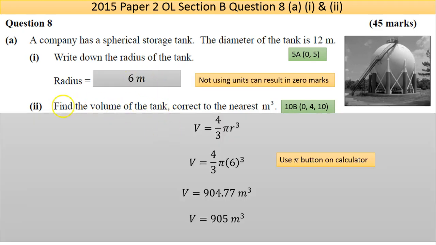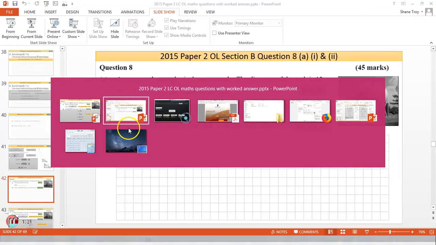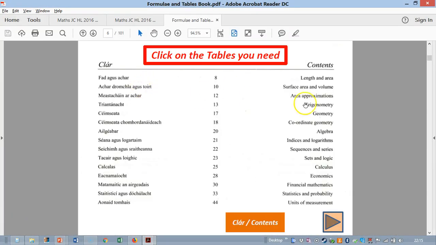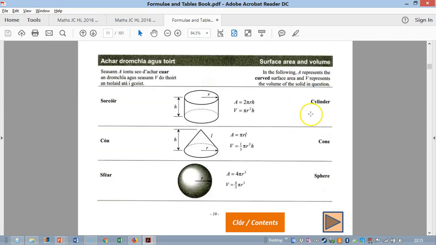Okay. Now, the second thing here, find the volume of the tank corrected to the nearest meters cubed. So the important thing here is the volume. So, the second you see volume, you know it's a spherical tank. I go straight to my maths tables. I have them open here, a digital copy of them. So you're looking here for length, area, surface, volume. They're on page 10. You're looking for a sphere, and you have your area.